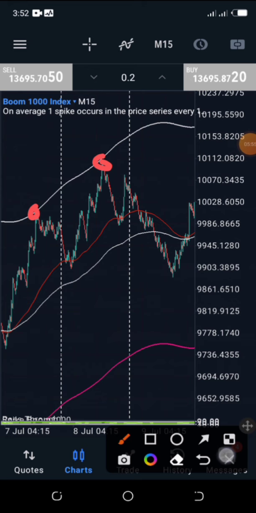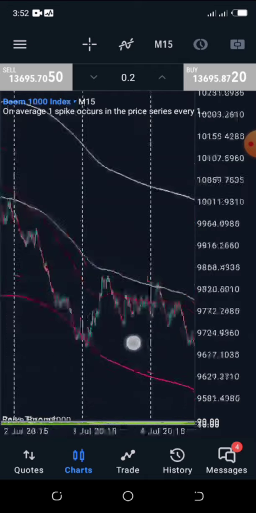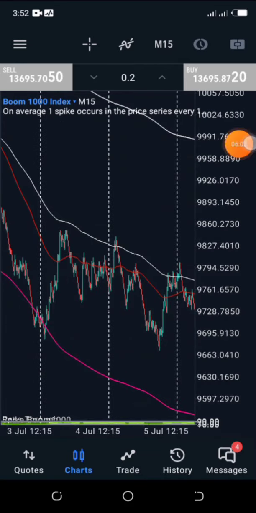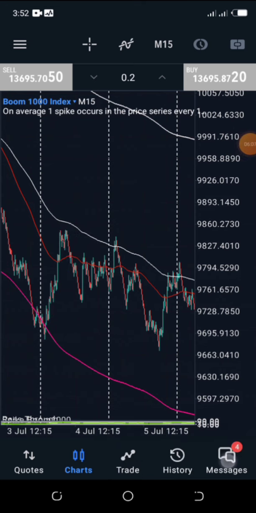But I won't take it. If I'm in the market, I might take it. I might use small lot size for that. So you can see this as well. You can see that this is nicely accurate. All right, so let me just stop here.